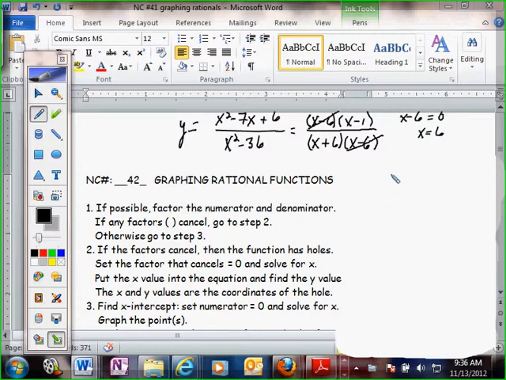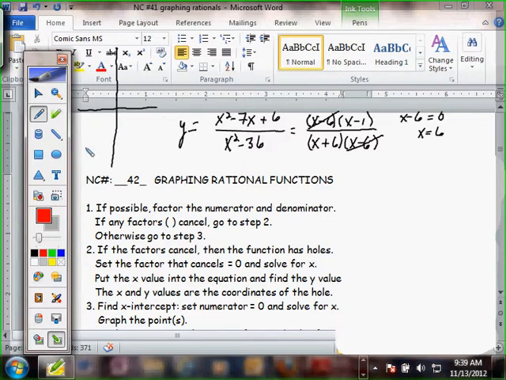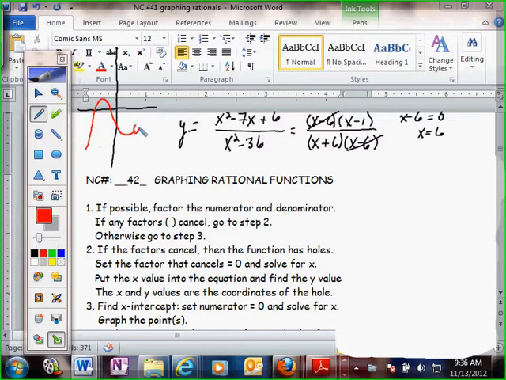Now what I want to do is find the hole. In other words, if I have a graph, let's say I have some curvy function, and right here I have a hole. This is a coordinate where the function is not defined, and because I have two factors that cancel out, I have one of those in the function I'm about to graph. The way I find that is, the factor that cancels itself out, I set it equal to 0 and solve for x.